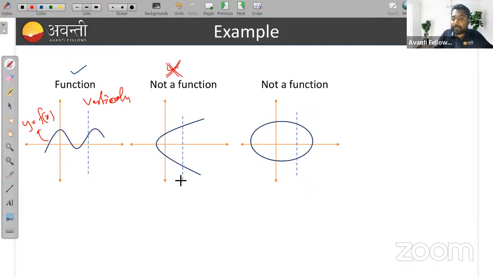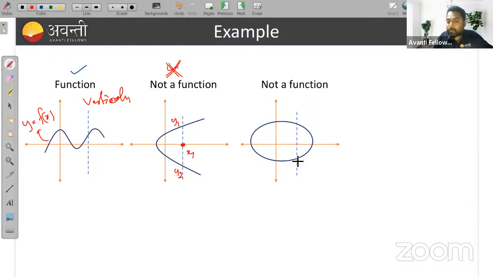Why is the second one not a function? Because when I am drawing the vertical line, it cuts the given graph at 2 points. That means for a single value of x, we are getting two values of y. That's why it is not a function. By the definition of functions, it is not satisfying. For a single element of x, we should have only one output, that is y. Here, for x1 we are getting y1 and y2, which is violating our definition. So that's why it is not a function.